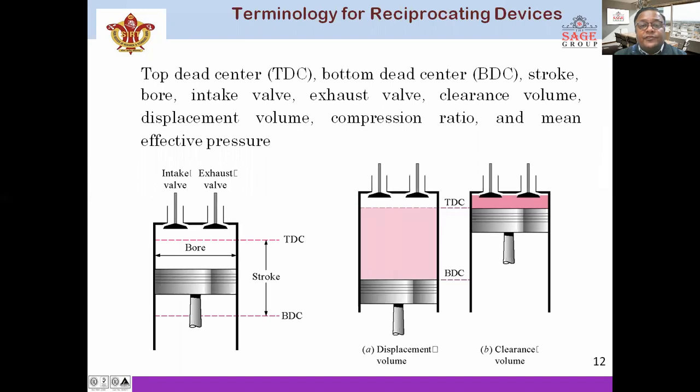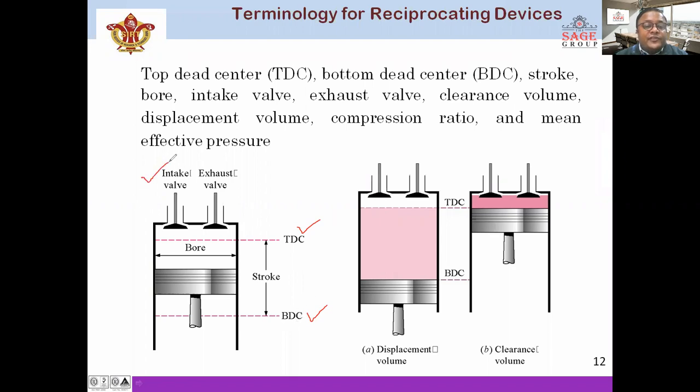This is the terminology used for the reciprocating devices: top dead center, bottom dead center, stroke, bore, intake valve, exhaust valve, clearance volume, displacement volume, compression ratio, and the mean effective pressure, already discussed in the class. So it is repeated again here. TDC, where the piston is at the topmost position, is called TDC, top dead center, and where the piston is at the extreme lowest position is called BDC, bottom dead center.